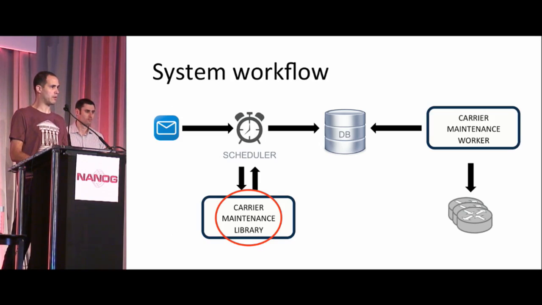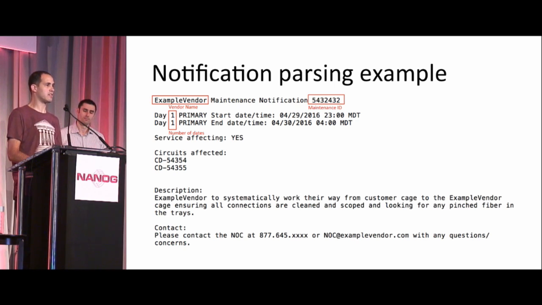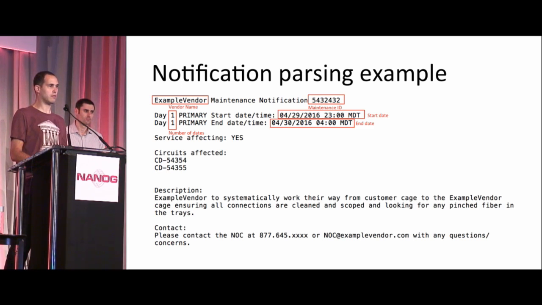Last, let's talk about the workflow, the library that processes the emails. So the things that we parse in the maintenance notification is the vendor, the maintenance ID, the number of dates. This is because some maintenances have more than one date where they will work. We parse the start date and end date for each of the dates that are involved, if the maintenance is service affecting or not, and the circuits that are involved.